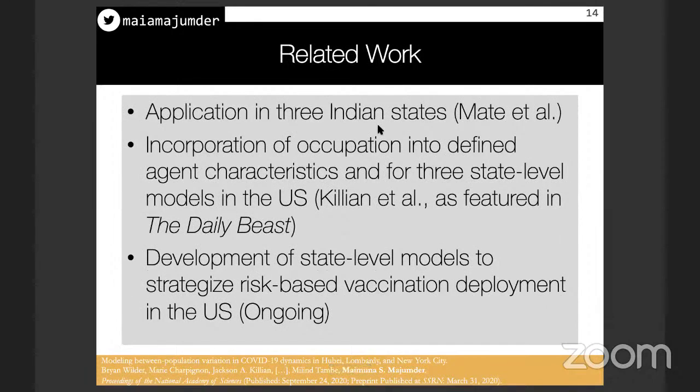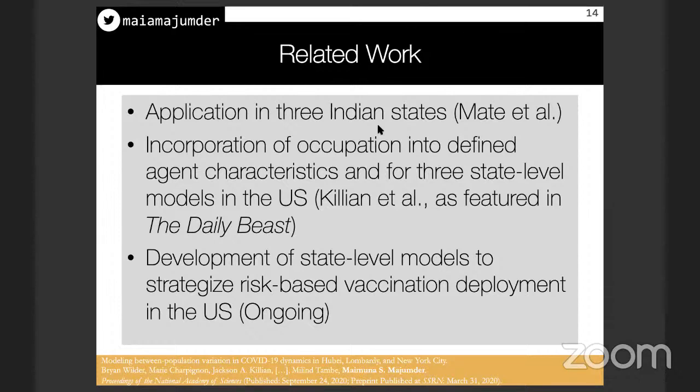This all said, though our ABM structure has been peer-reviewed and published, we're still working on improving it through related and ongoing work that builds off of the structure I presented today and applies it to other locations of interest. Internationally, we've thus far expanded our model to India, and domestically, we started working on developing state-level models that incorporate occupation into the agent characteristics as defined for each population of interest.